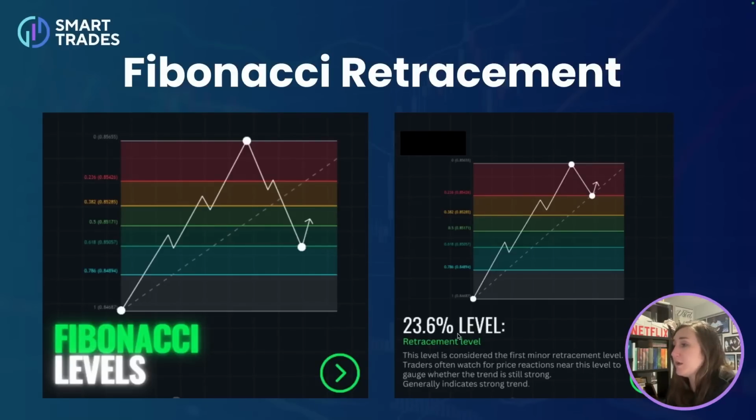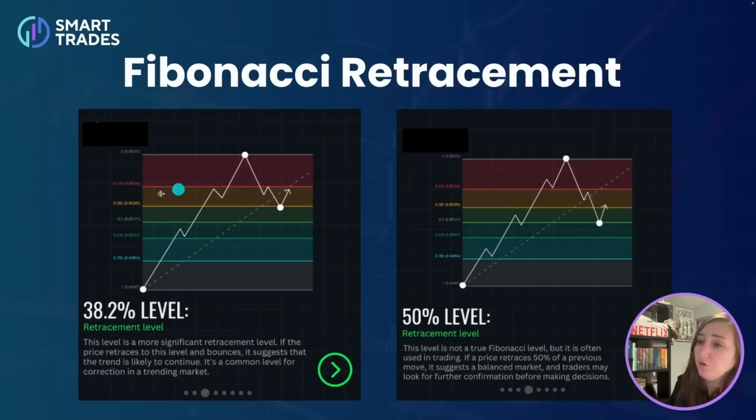So the 23.6 level, this red line here. If we're drawing this from bottom to top for a long position, this level is considered the first minor retracement level. Traders often watch for price reactions near this level to gauge whether the trend is still strong, and it generally indicates a strong trend towards the upside if we were going for a long position here.